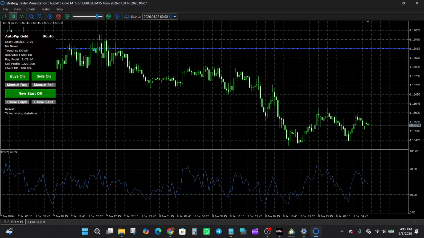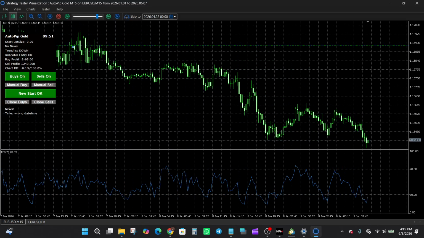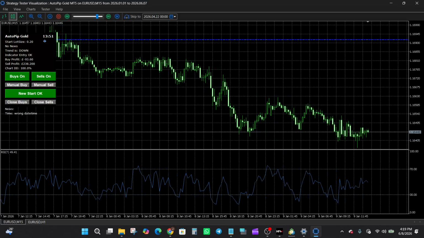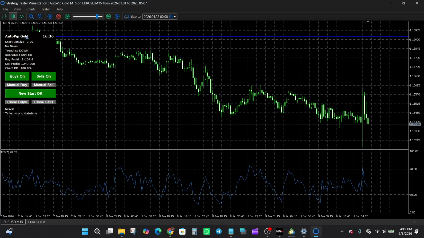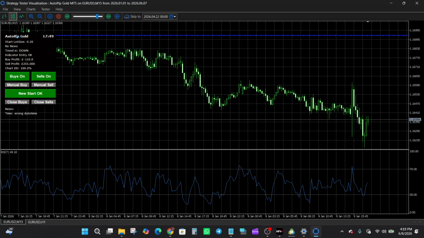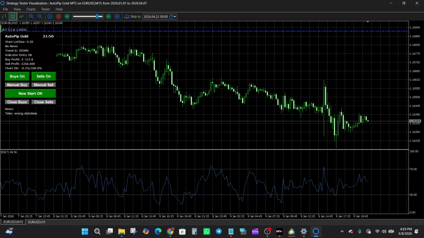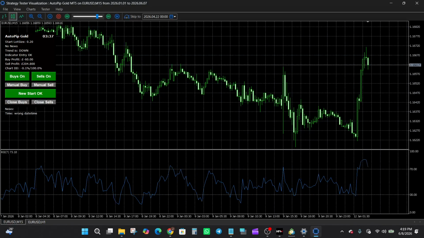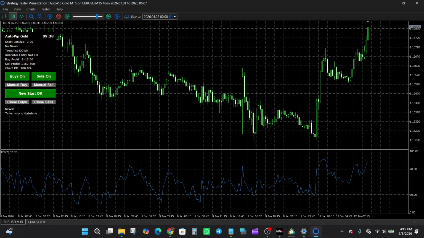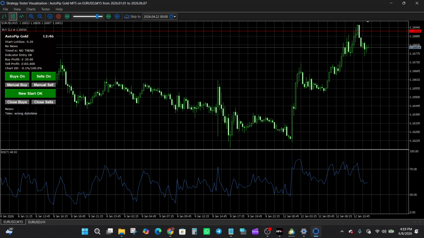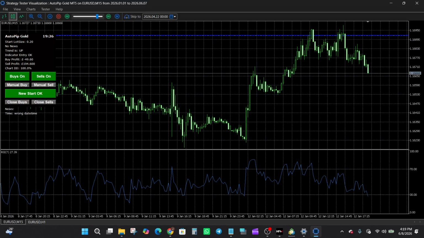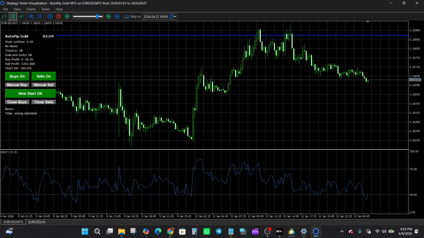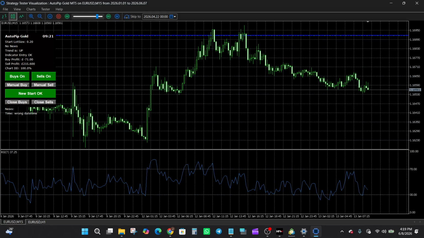So overall, the Autopip EA for MT4 and MT5 appears to be a multi-asset automated trading system that combines indicator-based entries with structured risk controls, trade scaling logic, and news filtering for more controlled execution. As always, I'll recommend running longer-term testing and experimenting with different settings and brokers to fully understand how it behaves in different market conditions before considering any live deployment.